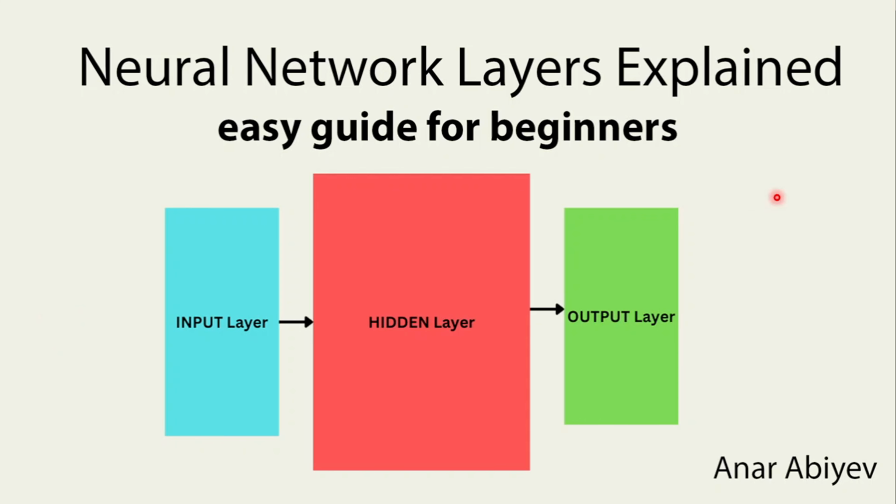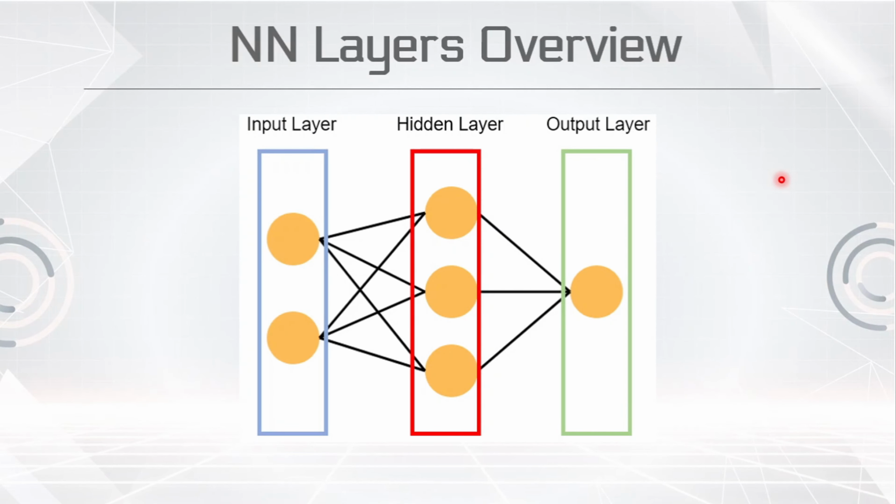In this video, we will talk about layers in neural networks. To start with, we have three types of layers: input layers, hidden layers, and output layers. The input layer is the first layer in our system, and the output layer is the last layer in our system. Every other layer between input and output is called a hidden layer. You can have more than one hidden layer, or zero hidden layers.